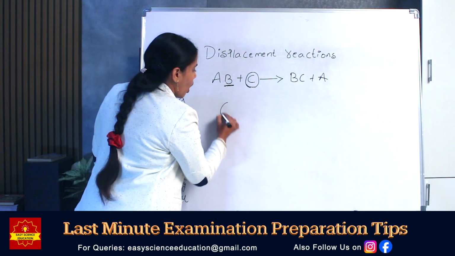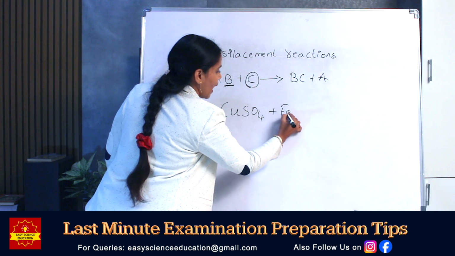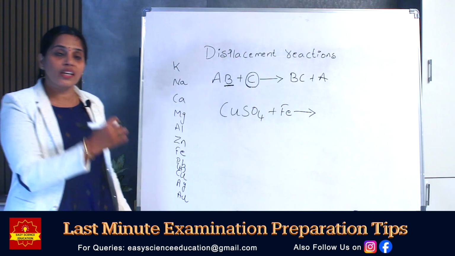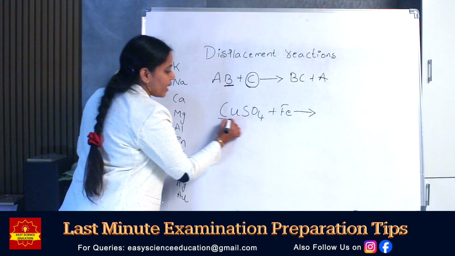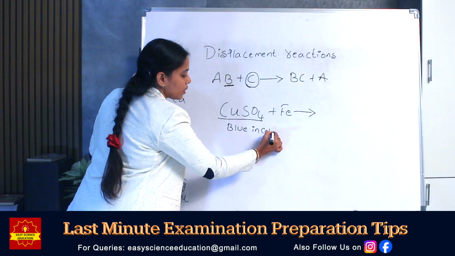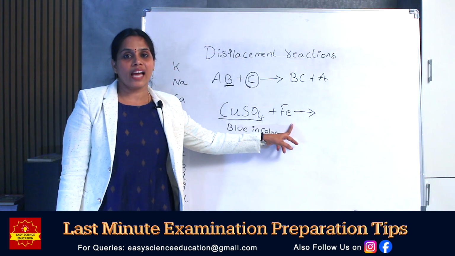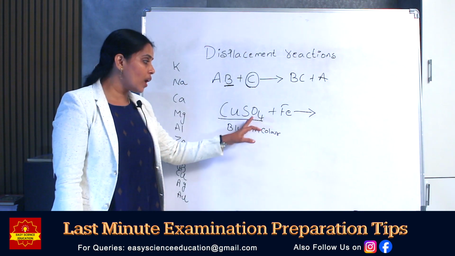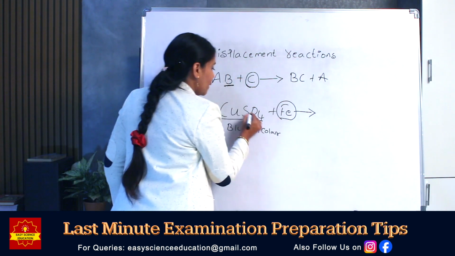Copper sulfate solution is reacting with iron. So what are the products formed in this reaction? Is this really an example of displacement or not? See, copper sulfate solution is blue in color. Right? It's a blue color solution. To that we have added iron nails. After some time I observed that the blue color has disappeared because iron has displaced copper from sulfate.